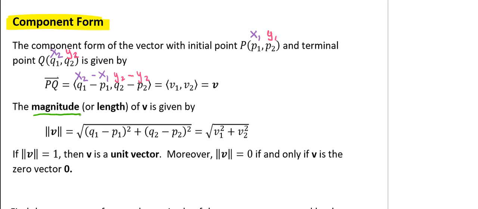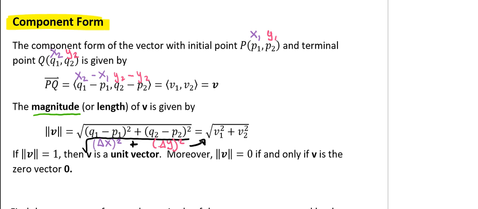So again, all we're doing is finding the change of our x's and squaring it, right? And we're finding the change of the y's and squaring it. Then we're going to add it and square root it. And that's going to give us our magnitude, right? That's going to give us what we need, okay?